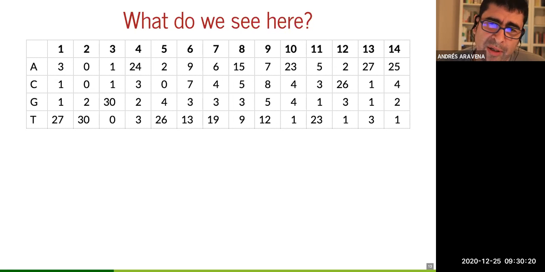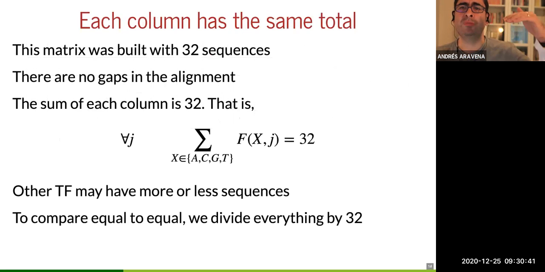So something that you probably saw already: if you look here, you will find that the sum in every column is the same. So you have 27, 30, 32, 32 here, 32. The matrix was built with 32 sequences. When they do the multiple alignment, you have 32 pieces of DNA. So there are 32 values for the first column, 32 for the second. Every column has 32 things. That thing can be A, C, G, or T, but these are the things that we have. Okay?